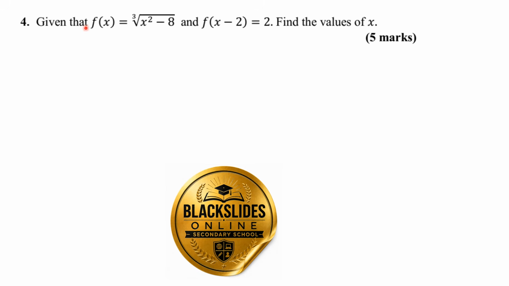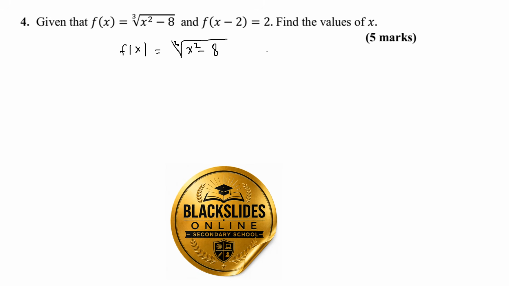Question number 4. Given that f of x is equal to the cube root of x squared minus 8, and f of x minus 2 is equal to 2, find the values of y. Find the numerical values of y. All right, so we are told that f of x is equal to the cube root of x squared minus 8. That's what we are given.